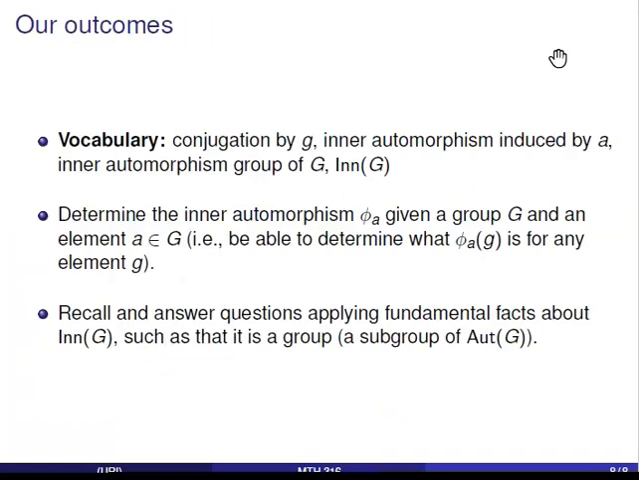To recap, we've talked about conjugation by g, inner automorphisms, and the inner automorphism group. Please make sure that you've mastered this vocabulary. Please also make sure that you know how to compute the images of inner automorphisms induced by elements of G, and know some basic facts about the inner automorphism group, Inn of G, such as that it is a group and that it is a subgroup of Aut of G.